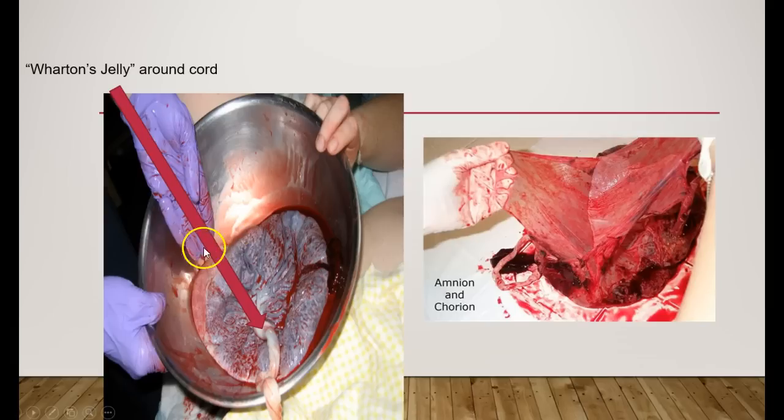So the vessels go from the placenta through the umbilical cord to the baby, and that's where all the gas exchange takes place, and that's where the waste is picked up and transported back to mom, so mom can get rid of that waste. So this white side, this smooth side, is called the amnion. And the chorion is this rougher side over here, the placenta that embedded into the uterus.